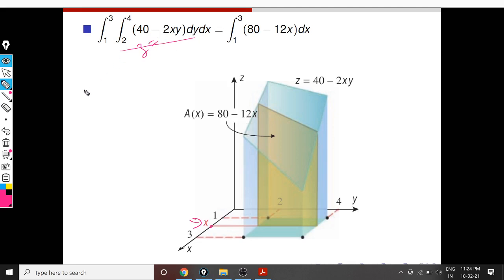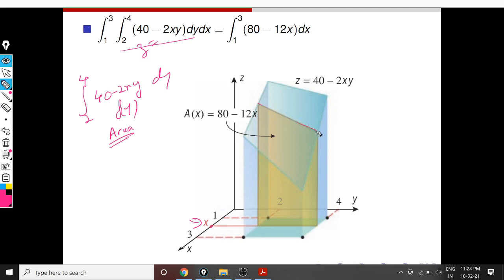So here we integrate from 2 to 4 of 40 minus 2xy with respect to y. That means this is a function of y. Then what is the integral of a function of y? It is like a single definite integral. We know that a single definite integral gives area. We can interpret it as an area. The only thing is x is a constant. We don't know the value of x, but x is between 1 and 3. Suppose we fix x here as a constant, then this gives an area.